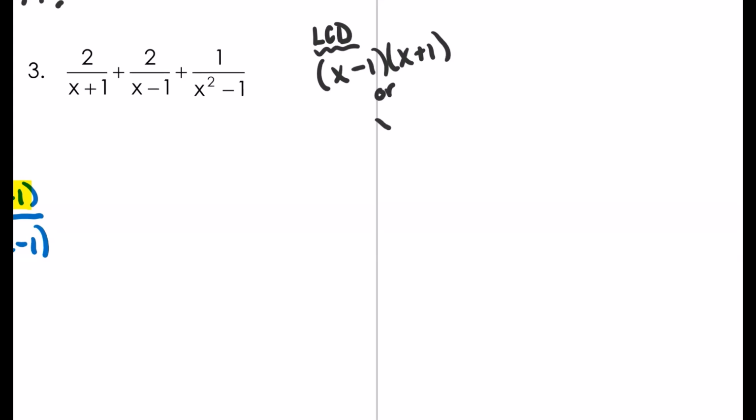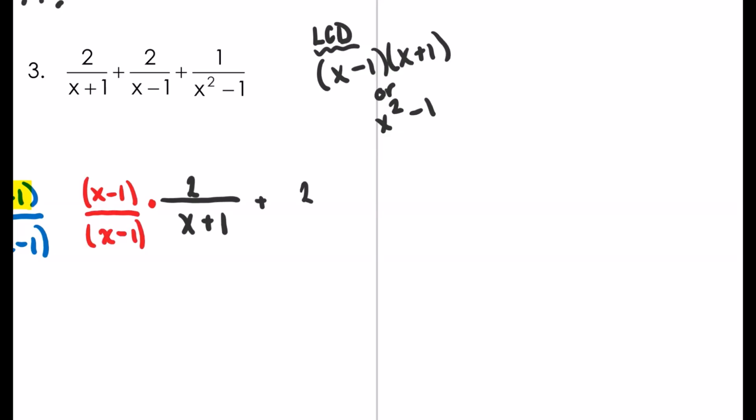So again, you can write it in its factored form, or you can think about it as x squared minus 1. It doesn't matter. So my first fraction is missing the x minus 1. So I'm going to have to introduce that onto the first fraction. And then my second fraction is missing the x plus 1. And then my last fraction isn't missing anything.